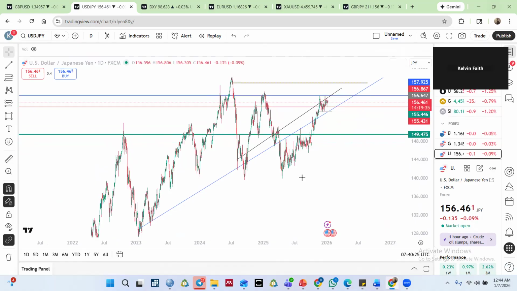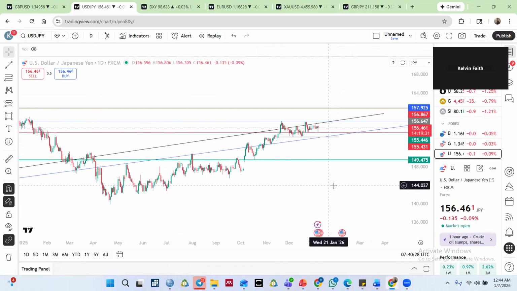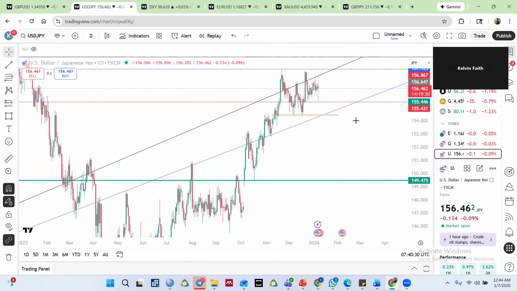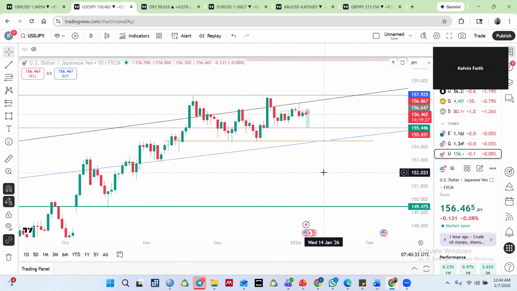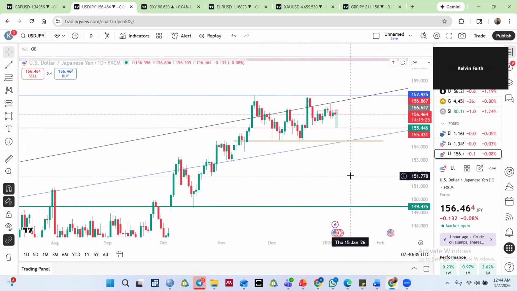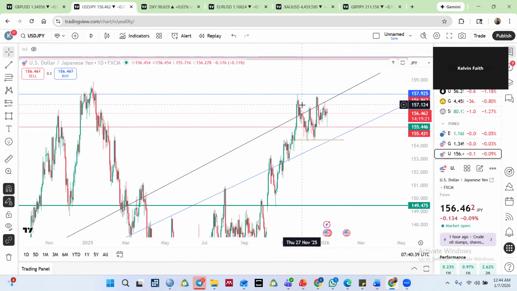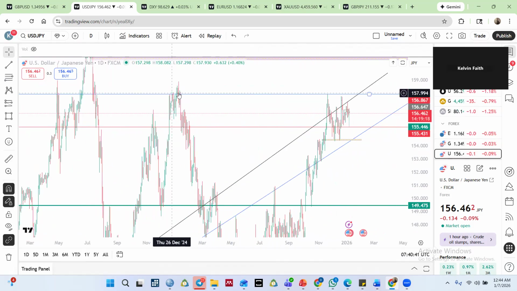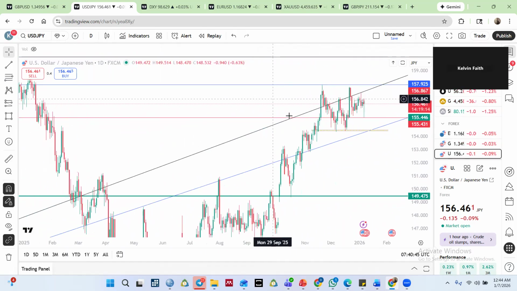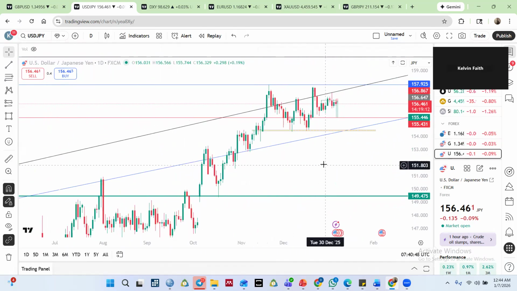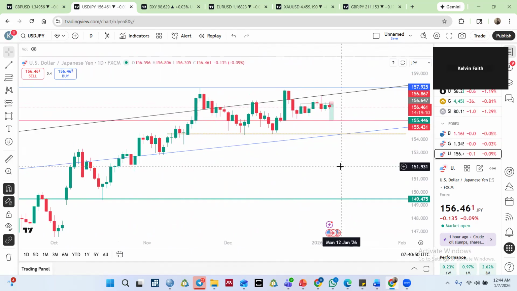But it looks like, so if I come straight to the daily time frame on USDJPY, I could see price is reacting around this area of resistance here. But yeah, it's reacting around there.